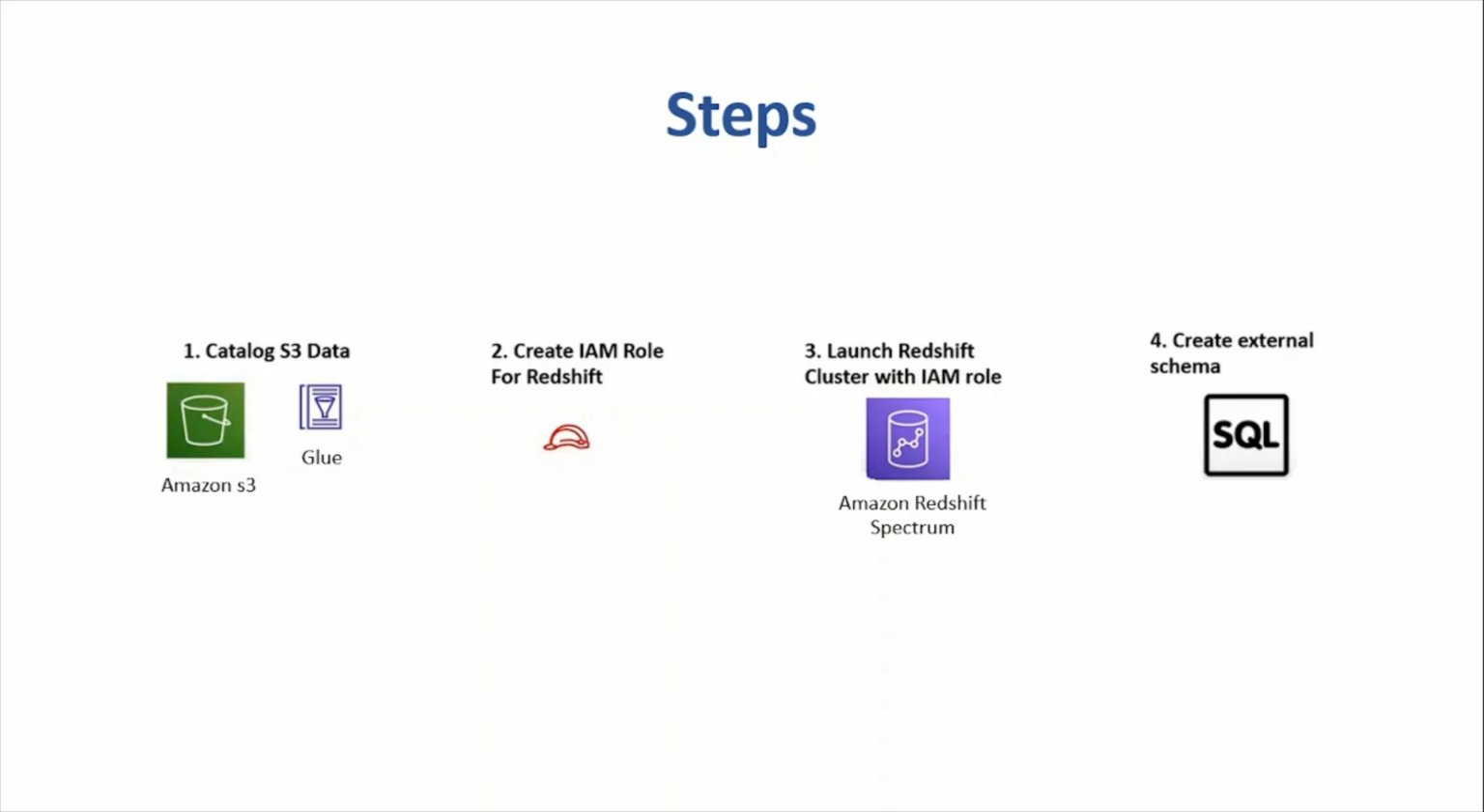What are the steps to create an external table, or to read the data from S3 into Spectrum? The whole process can be divided into, I'll say, altogether 4 steps. The first step is a combination of 2 steps, I'll say.